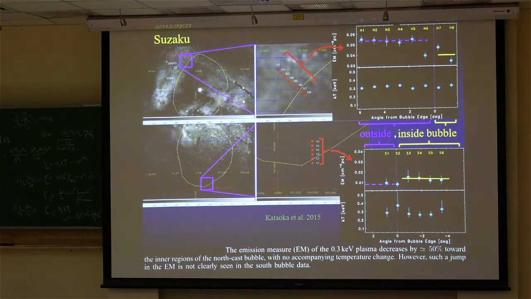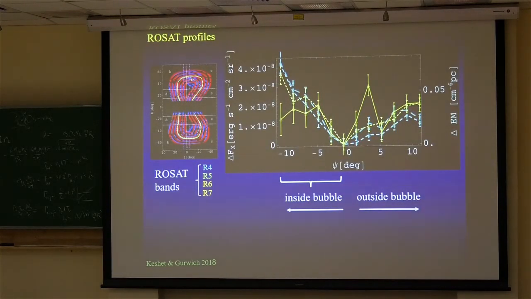So we went and tried to do better than this. It's very difficult with pointing to say something because the density is so low. But what you can do is you can stack data along the bubble edges and then boost your signal. So this is what you're seeing here, in various bands, different colors. The focus is on the negative side, where the x-axis is angular distance from the edge. So this is the inside part of the bubble.